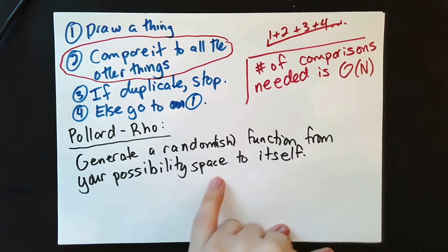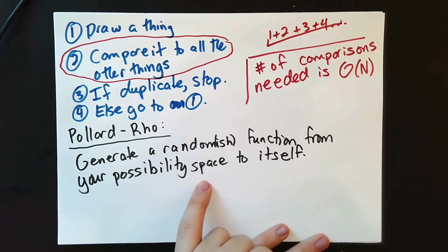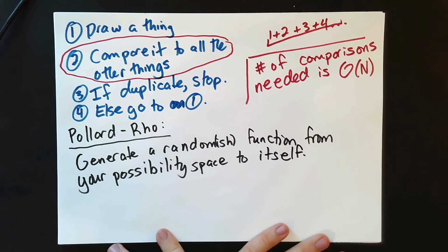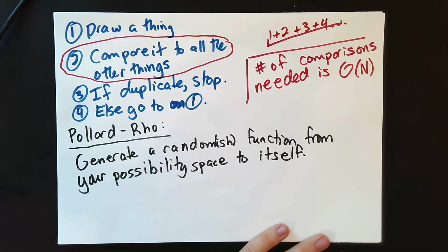And what do I mean by our possibility space? I just mean the things that we were drawing out of before. So for most of the last example, the possibility space was the numbers from 1 to 1,000. In the birthday problem, the possibility space is the 365 days of the year. And in the most recent example, the possibility space was the numbers from 1 up to 1,000,000.